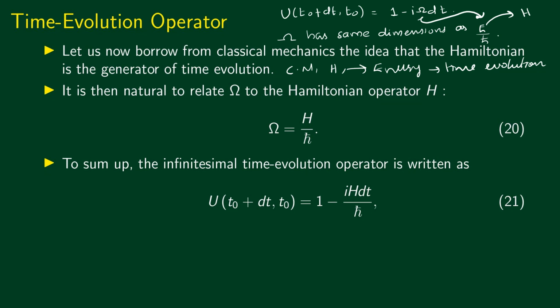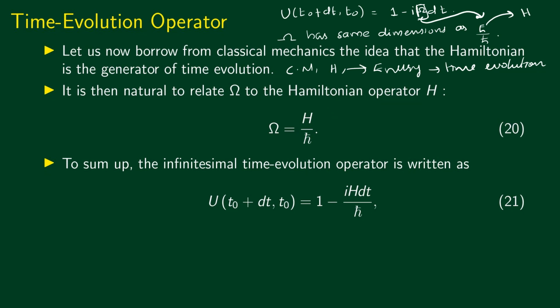So we can write omega is equal to H divided by h bar, where H is the Hamiltonian operator that represents the observable energy. So if we write omega is equal to H divided by h bar, then the dimensions come out right, because the omega here has the dimensions of 1 over time. This also has the dimensions of 1 over time, as we just saw. So the dimensions come out right.